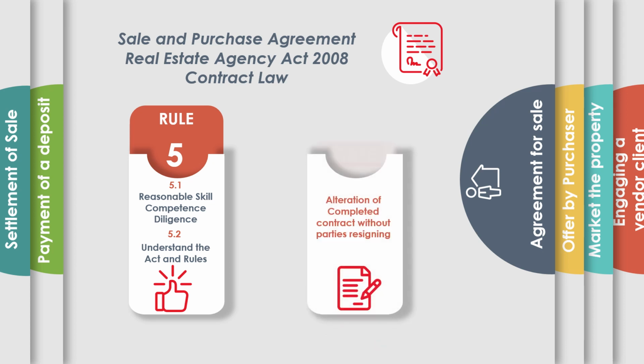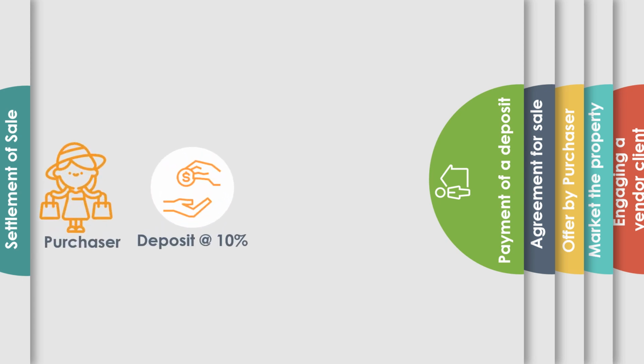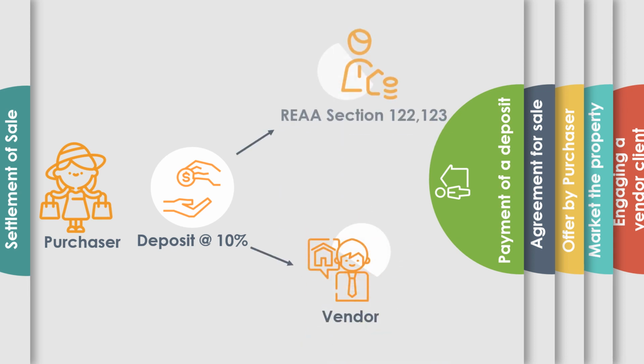Things that you will want to avoid are changing the contract without parties re-signing it or recording terms of the contract incorrectly, because it will show incompetence as well as attract potential liability for your client under contract law. Payment of a deposit is the second to last step. Deposits are usually paid by the purchaser at 10% of the total purchase price. It can be paid either to the vendor or the agent.